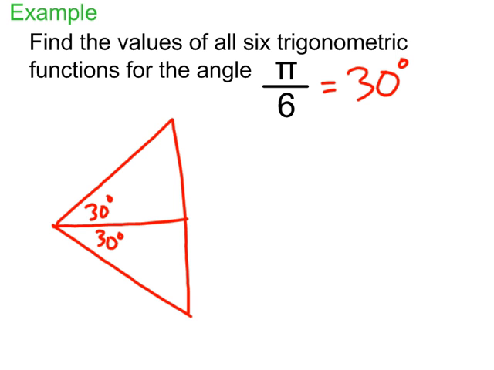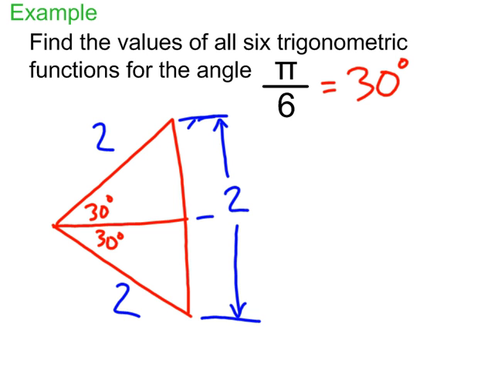Let's consider this equilateral triangle. Let's say that it had side length of 2. So that length is 2, that length is 2, and also this total distance right here is 2 as well. So of course, where we split it in half, that would make this equal to 1. So now, hopefully you see where I'm going with this. If I want to evaluate trig functions of 30 degrees, I'm looking at this right triangle. I'll put the little right angle symbol in there.